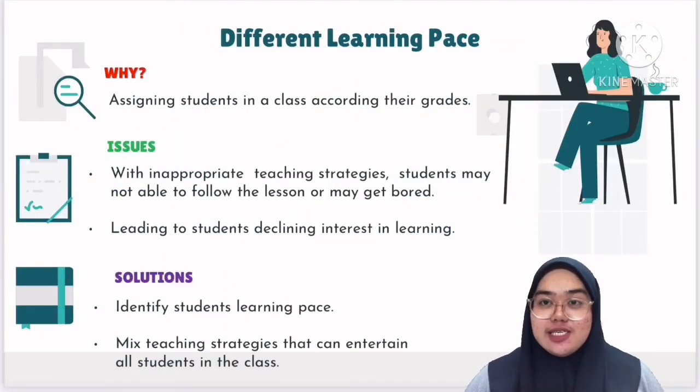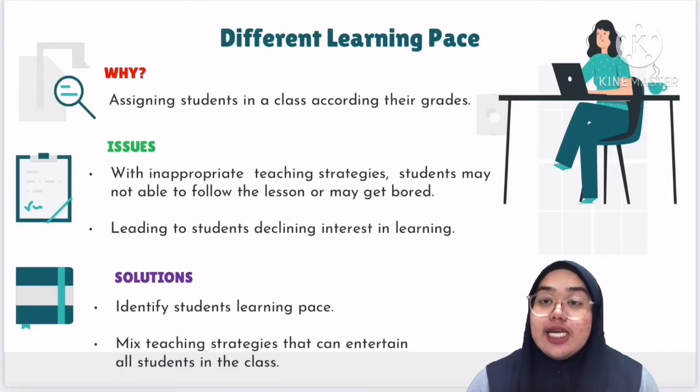So my next point is different learning pace. We all know that students are assigned in a class according to their grades, but maybe there is some student who, for example, gets a C for the science subject but is assigned in a class with students that get an A for science. So in that class there will be a different pace of learning. The greater the number of students in one class, the more learning styles there are in one class.